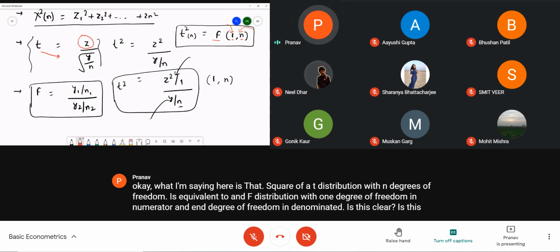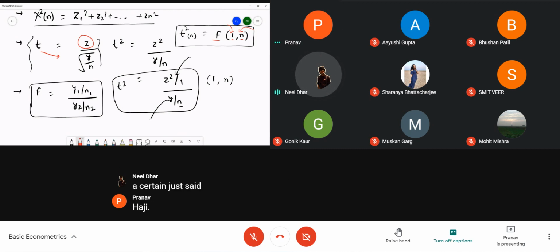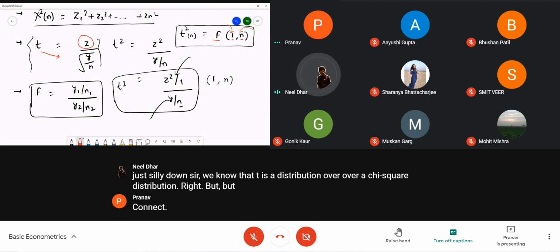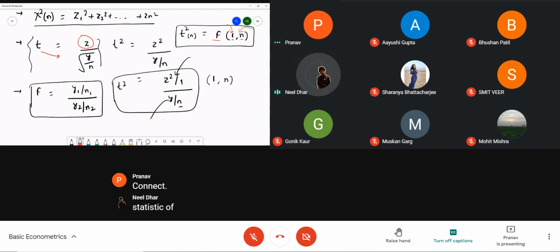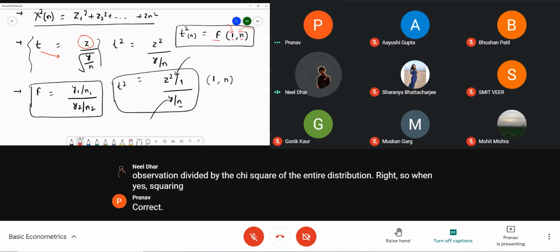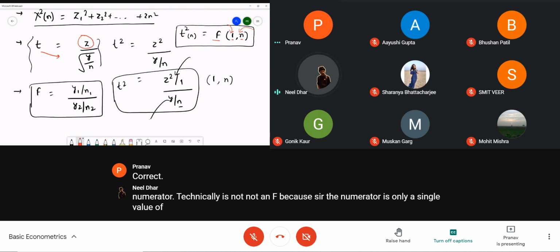Is this clear, everyone? Sir, just again, this is just a silly doubt. We know that T is a Z distribution over a chi-square distribution. But when we find the T statistic of a certain number, we are basically finding the Z value of a certain observation divided by the chi-square of the entire distribution. So when we are squaring T square, the numerator technically is not an F, because the numerator is only a single value of Z. It is so, sir, sigma T square rather will be an F test.